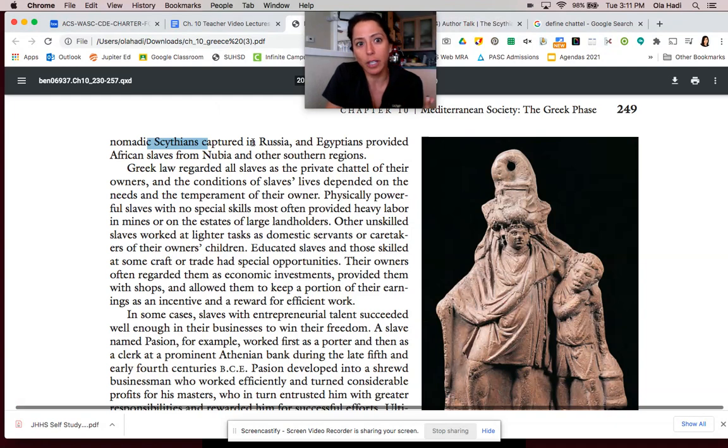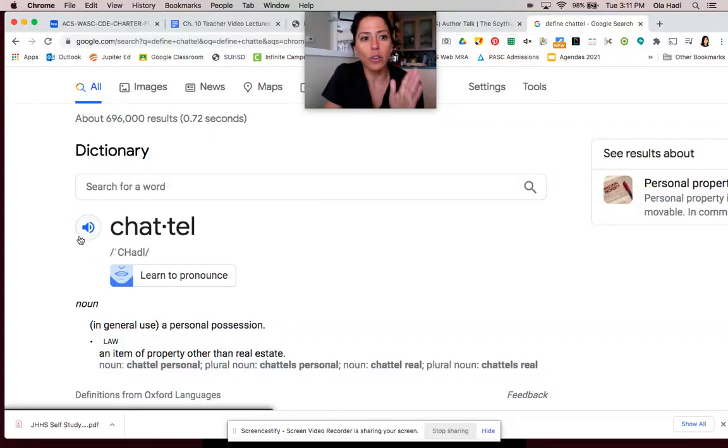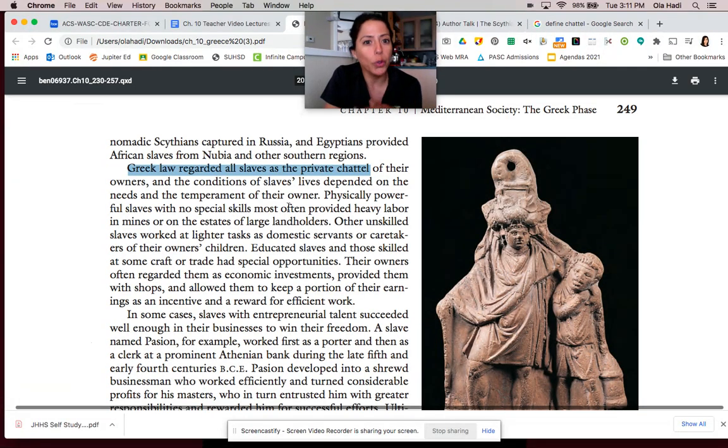They're white-looking people, potentially originally from Iran, depending on who you talk to about the Scythians and where you learn from. And then from the Egyptians, they also traded African slaves from Nubia that were darker skinned. So just make sure you understand that. As far as Greek law is concerned, slaves were considered private chattel. So let's look at the word chattel. To be chattel is to be somebody's property. So you don't have any rights. It depends on your owner how you're treated.